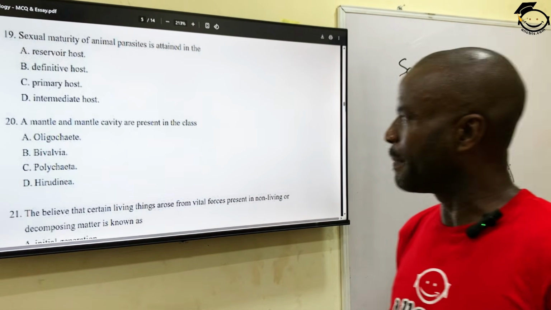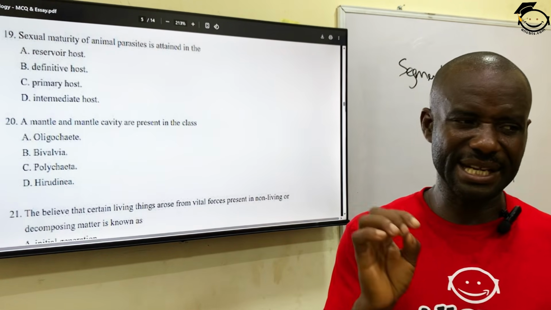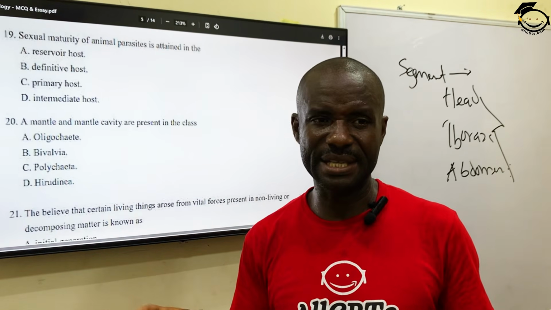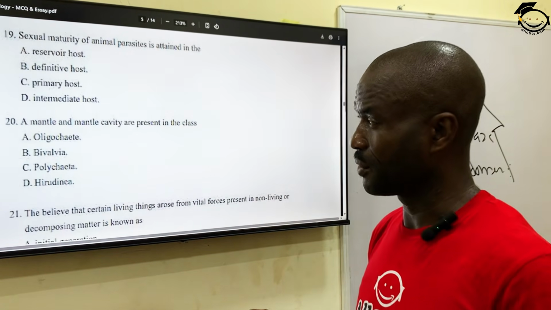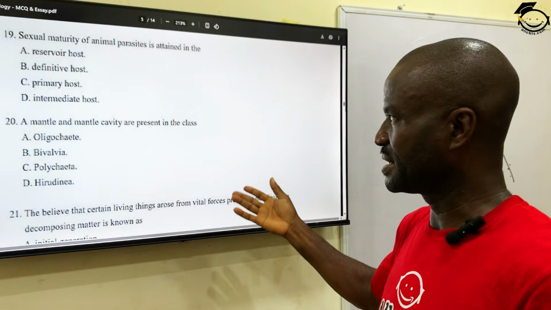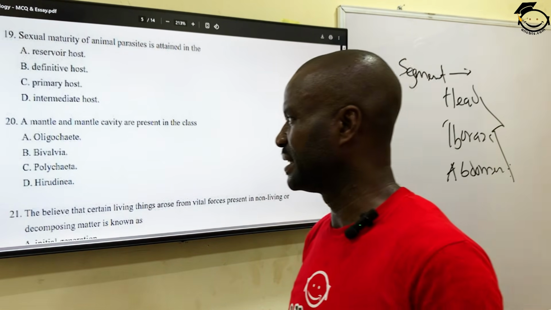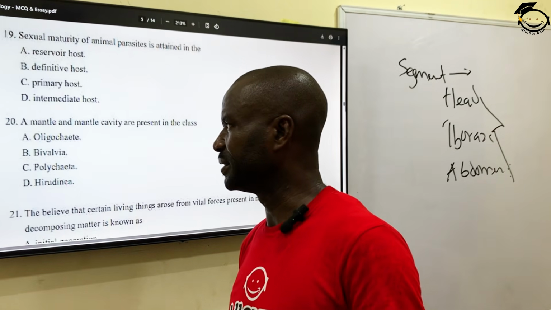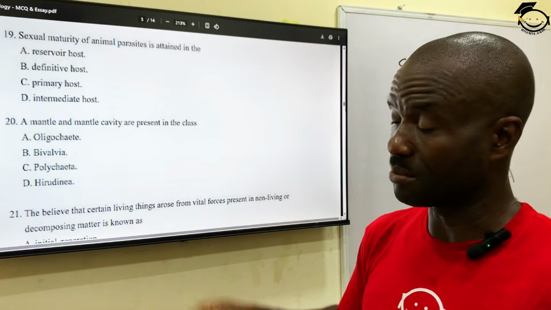A mantle and mantle cavity are present in the class. When we say mantle and mantle cavity, these are characteristics of mollusk. An example of mollusk is the snail. Snails are shell organisms that live in the aquatic environment. So the options are oligochaete, B, bivalvia, C, polychaete, and E, hirudinea. The correct answer is B, bivalvia. Example of bivalvia is mollusk.